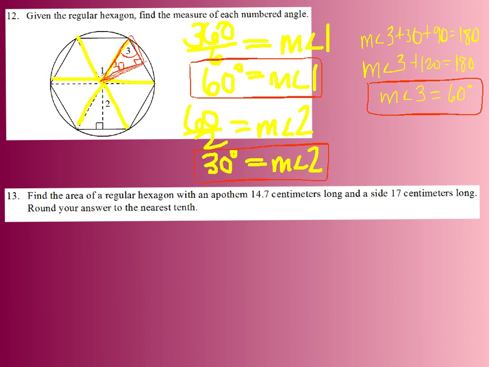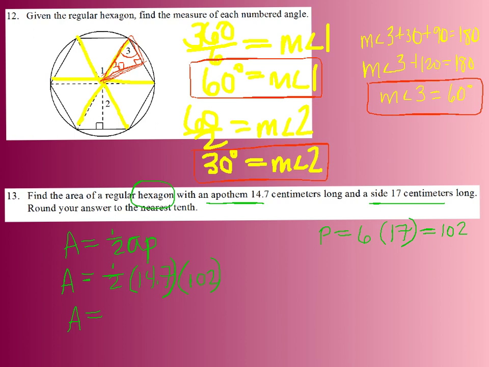Let's look at number 13. Number 13 says find the area of a regular hexagon. So area of a regular shape is A equals 1/2 the apothem times the perimeter. Now it tells us we have an apothem of 14.7, so I can plug that in. Area equals 1/2 14.7, and now I just need to find my perimeter. Well, it does tell us that we have a side of 17 centimeters long. For a hexagon, there's 6 sides, so my perimeter is equal to 6 times 17. And when I multiply that out, I find that my perimeter is equal to 102. So when I plug that into my formula, I just need to put this in my calculator. 14.7 times 102 times 1/2. And I find that my area is equal to 749.7 centimeters squared. So here's my answer.